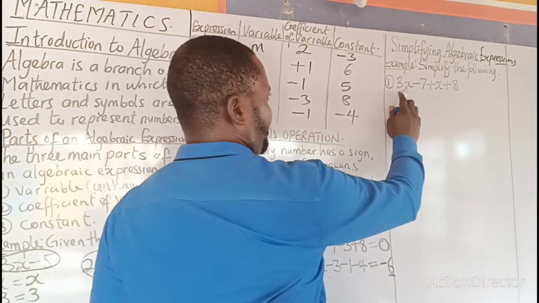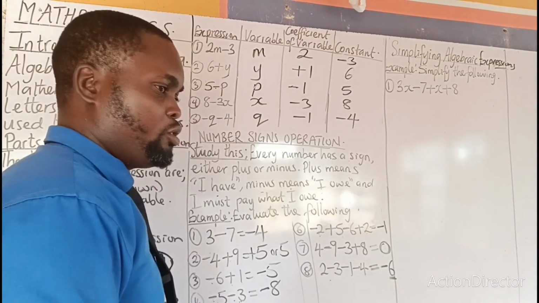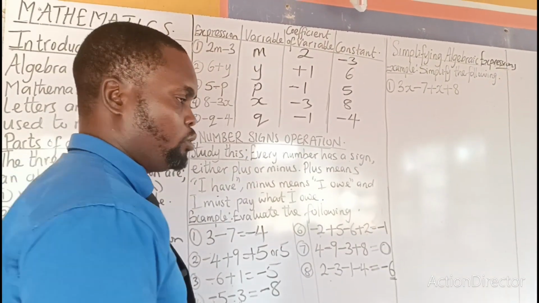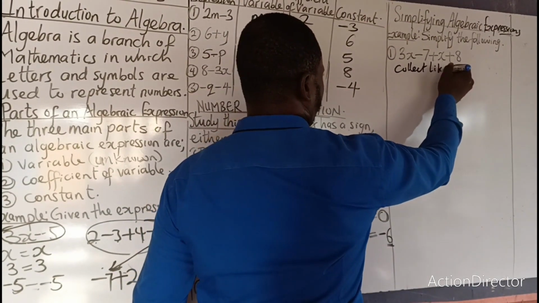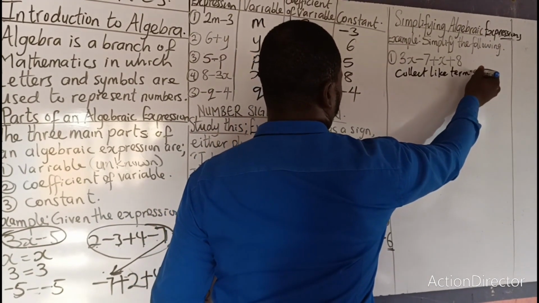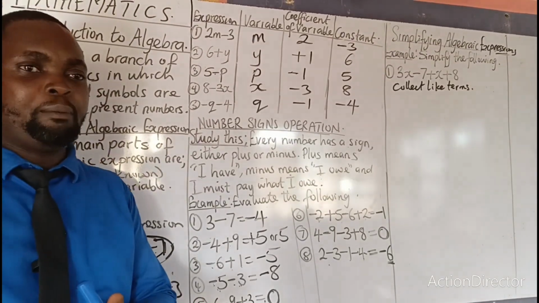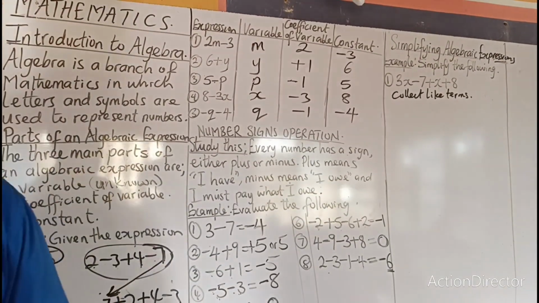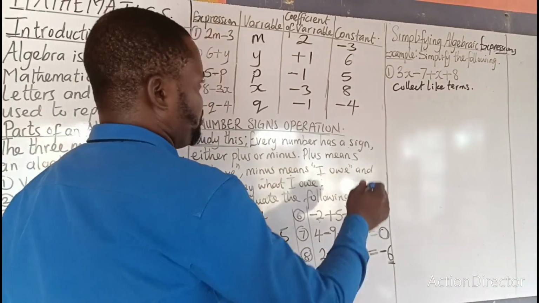We have what? 3x minus 7 plus x plus 8. Then to simplify this, what are you going to do? You say collect like terms. What does collect like terms mean? You have the variable, you bring them together because they are the ones that can solve each other. Is that clear?